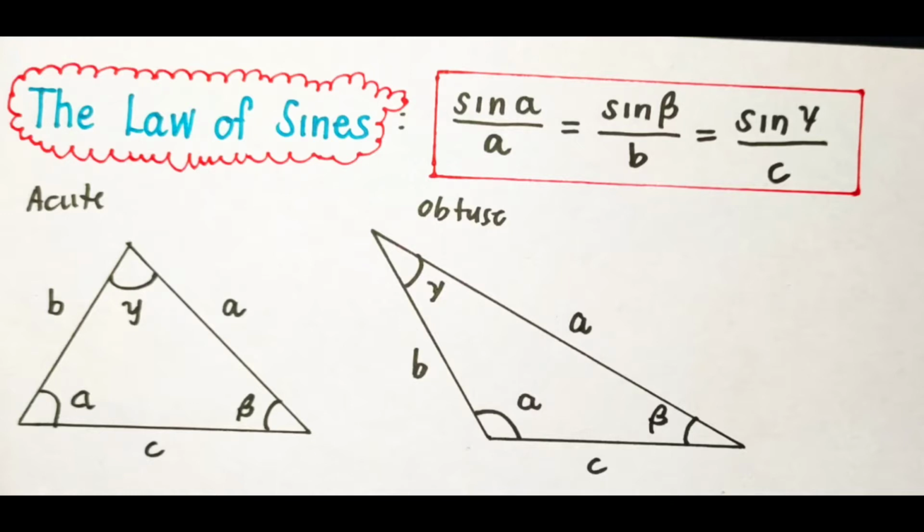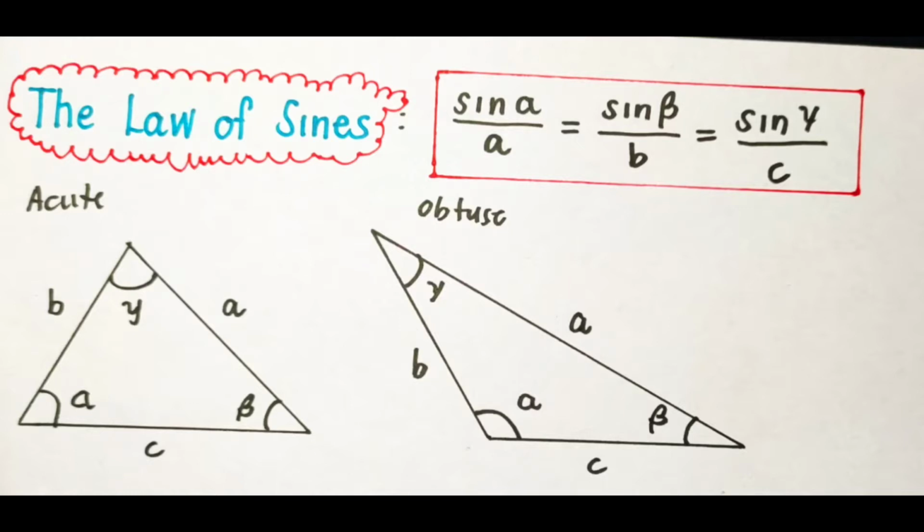So today's video, we're going to discuss the law of sines, which is sine alpha over A equals sine beta over B equals sine gamma over C. So how does it become like that? Okay, so we are going to derive the formula of the law of sines using these two oblique triangles, where the first oblique triangle is an acute triangle and the other one is an obtuse triangle.